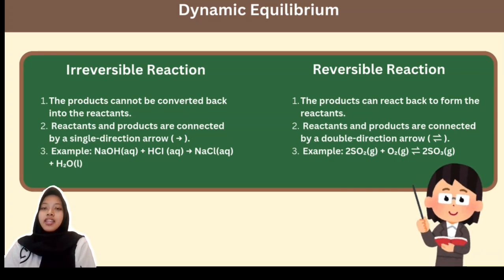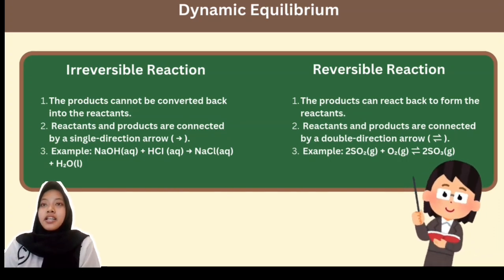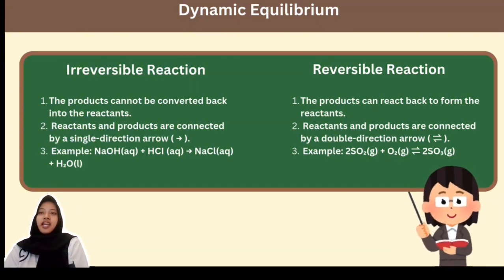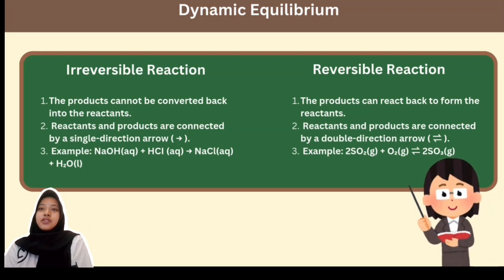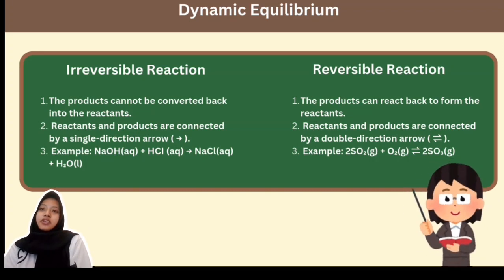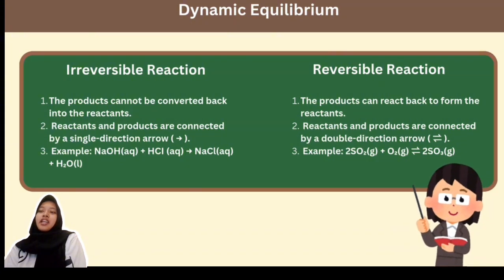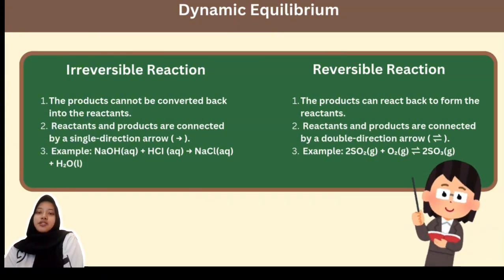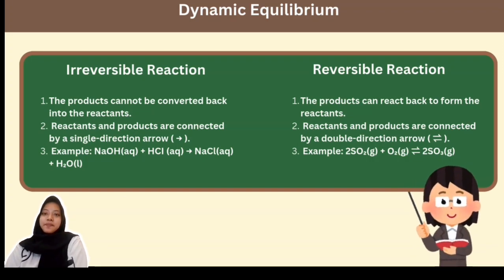We can look at the slide. The example is the reaction between sodium hydroxide and hydrochloric acid, which produces sodium chloride and water. The one-way arrow indicates that sodium chloride and H2O cannot be transformed back into sodium hydroxide and hydrochloric acid.